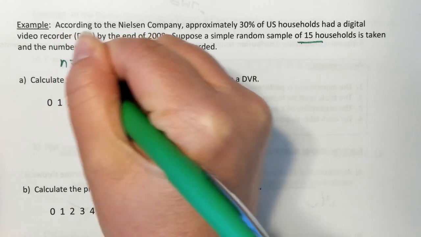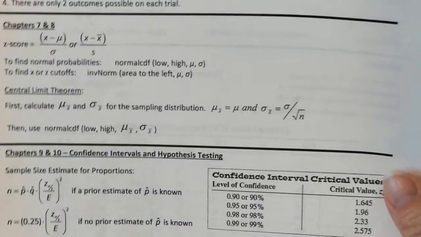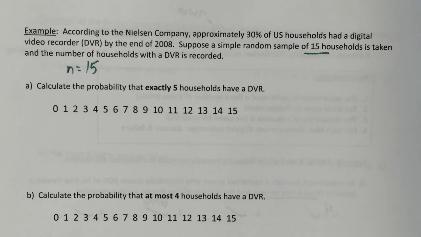In fact, I know that that's going to be my N number. Remember, N is the number of trials. So we're going to go to 15 houses. N is 15. Okay. Next criteria is the trials are independent. In other words, when I go to the first house, does that have anything to do with whether or not the second house has a DVR or not? No, they're completely independent of each other, so we're good.